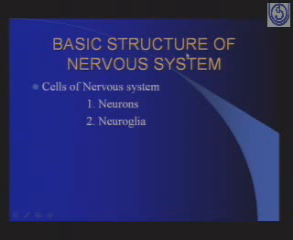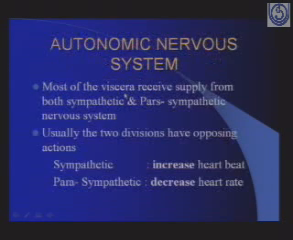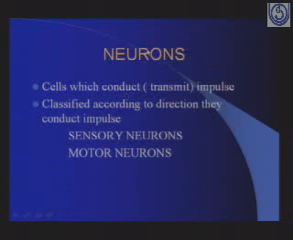So what are the basic structures of the nervous system? The cells of the nervous system are known as neurons and neuroglia. So what are the neurons? These are the cells which conduct or transmit impulses, and they are classified according to the direction they conduct impulses, either sensory neurons or motor neurons.